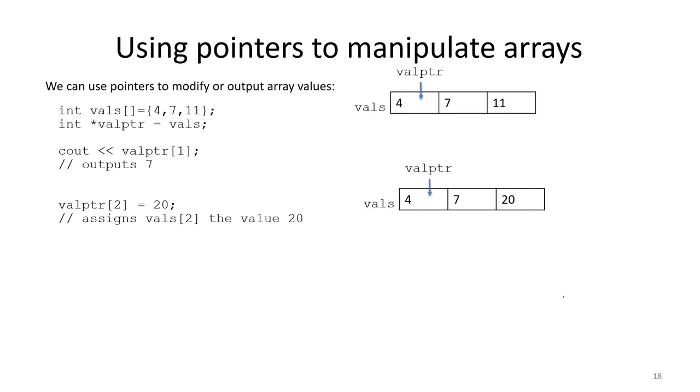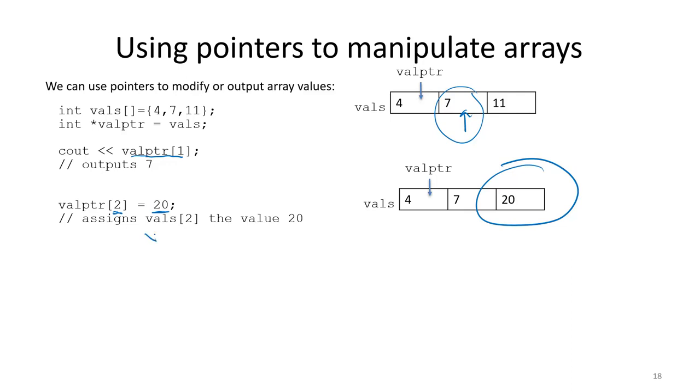Finally, last couple examples here. Notice that we can also use that val ptr pointer to manipulate data in our array and access data inside. For example, val ptr element 1 would return the value 7. Or I could say val ptr element 2 equals 20. I could assign that second element the value 20.